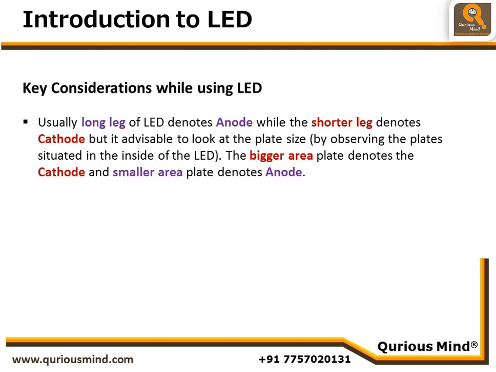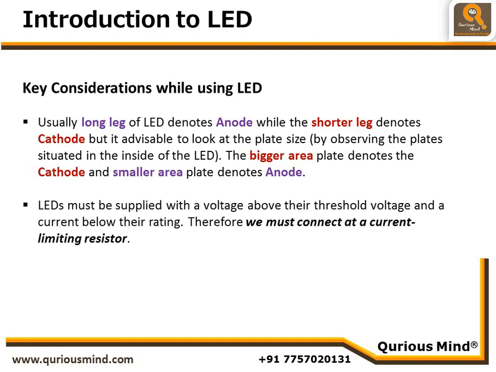In that case, it is advisable to look at the plate size. The plate size can be observed by looking inside the LED. Take the LED, look into the light and you will find two plates inside the LED. One is a slightly bigger plate that denotes cathode, while the other one is a smaller plate and that denotes anode. To remember, the tall and slim is anode, while the short and fat is cathode.